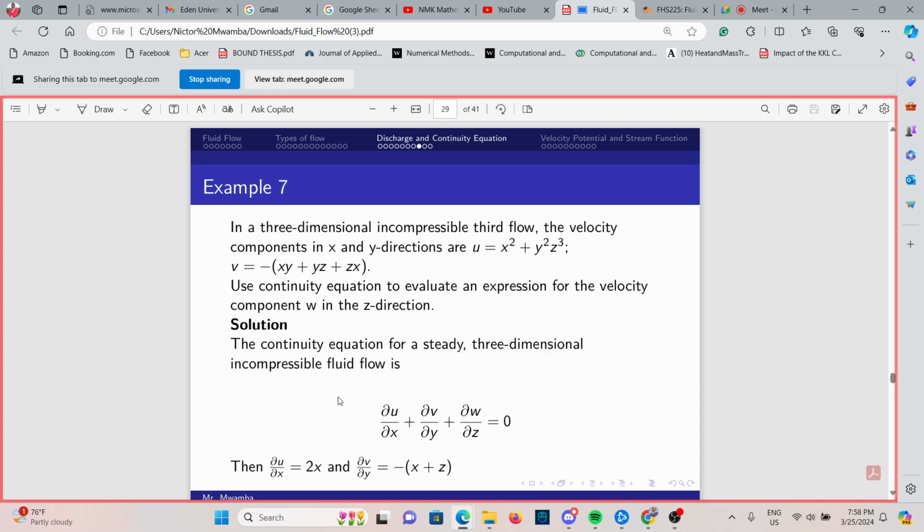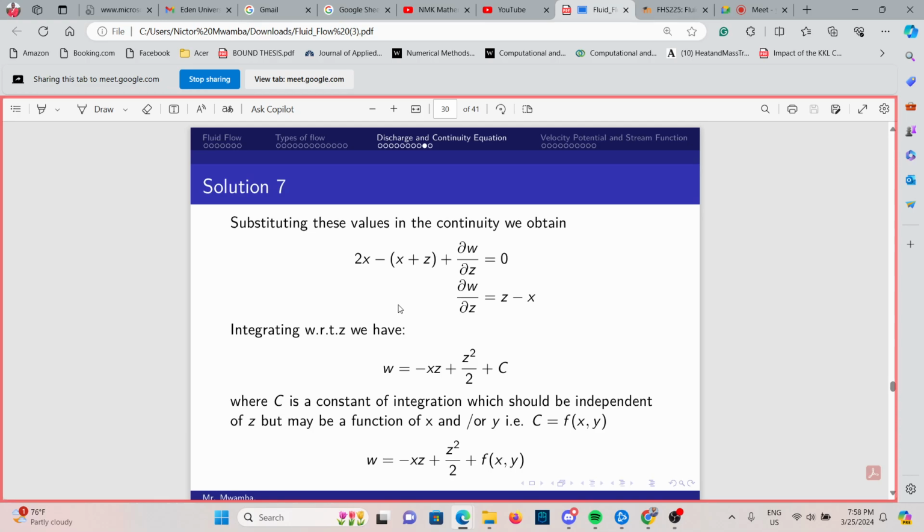Okay, so now you have found the first and the second term. Substitute them in the equation. You obtain 2x minus x plus z plus the partial derivative of w with respect to z. So we are looking for w. Make this derivative the subject.